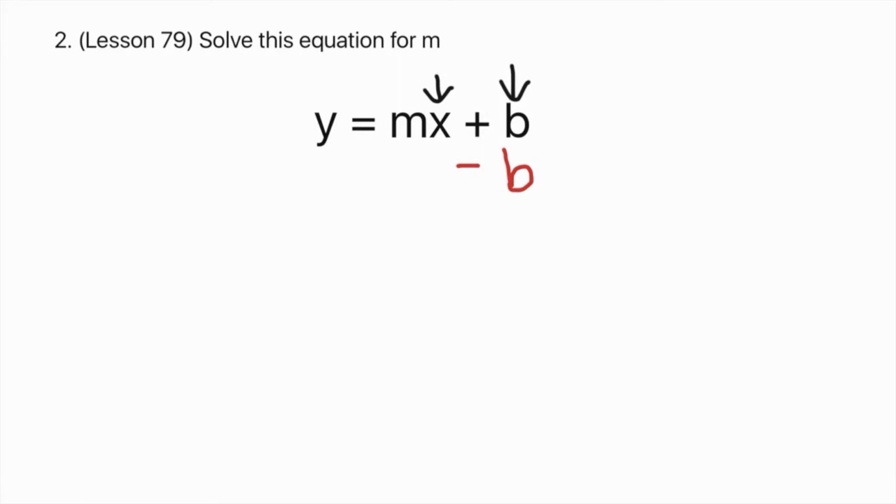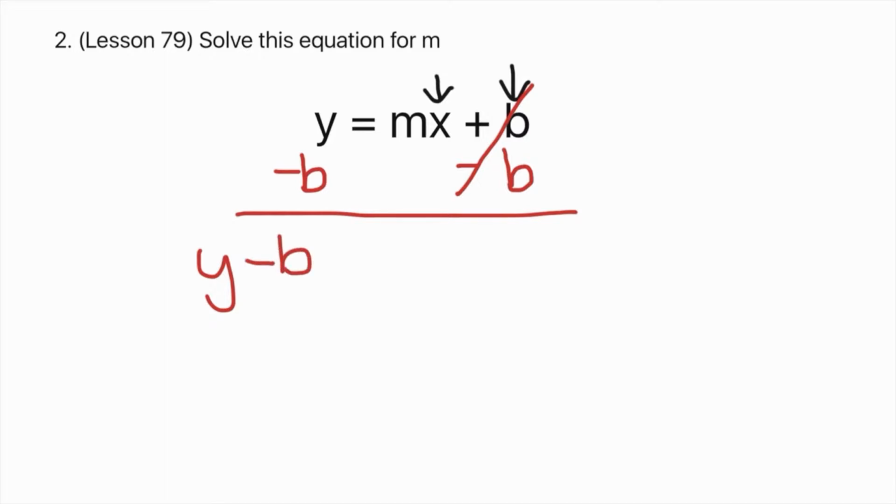And remember, we can't just do something to one side of the equation. We have to keep it balanced. So therefore, we're going to have to subtract b from the left side too. So now we write what's left. The b's cancel each other out on the right-hand side. Now on the left side, we have y minus b. And notice that those are two different terms. So we can't combine those, so we just have to write them next to each other. Y minus b equals, and on the right side, we just have our mx.